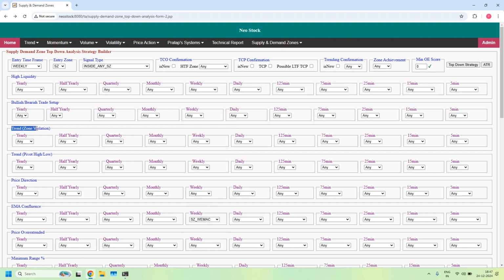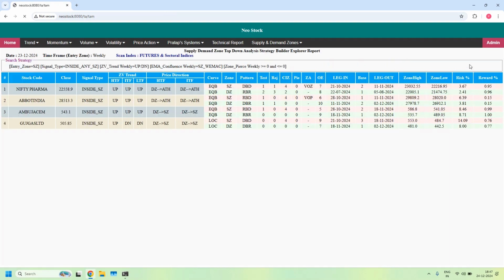And also during the EMA confluence, the trend should not be sideways at weekly time frame. I am setting up or downtrend but not sideways. With these filters, we got 4 stocks. These 4 stocks are having supply zones with weekly EMA confluence, and current price closed in those weekly supply zones. Okay, this is about weekly time frame.